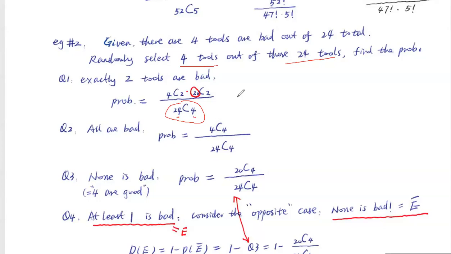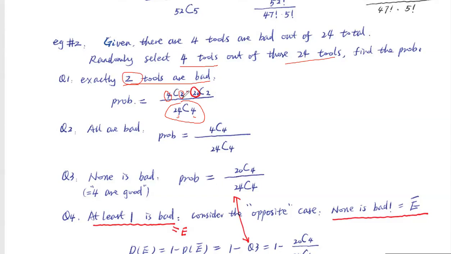Now the numerator. We have to do this step by step. First, they want 2 tools that are bad, so we want to select the 2 bad ones out of the total. There are 4 tools that are bad. So that's combination C(4,2), choosing 2 out of 4. That's how many cases for you to choose 2 bad ones out of the total 4 bad ones.